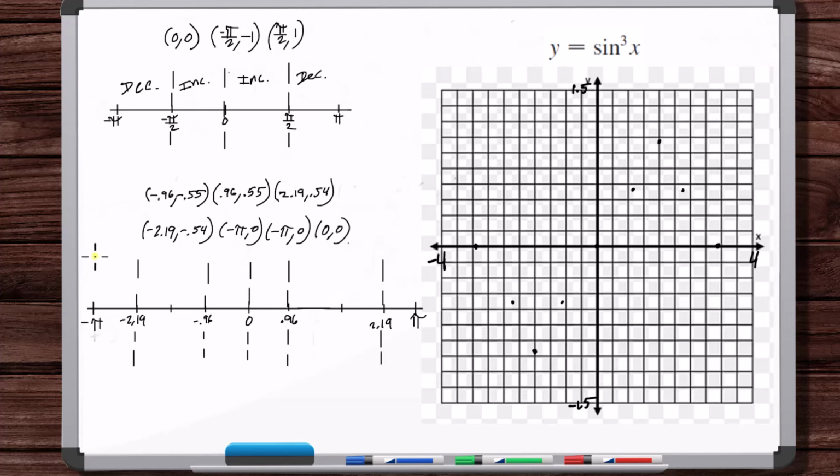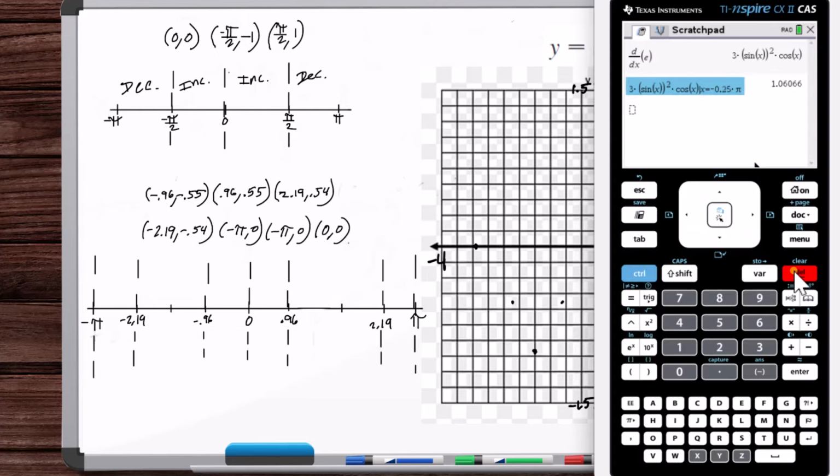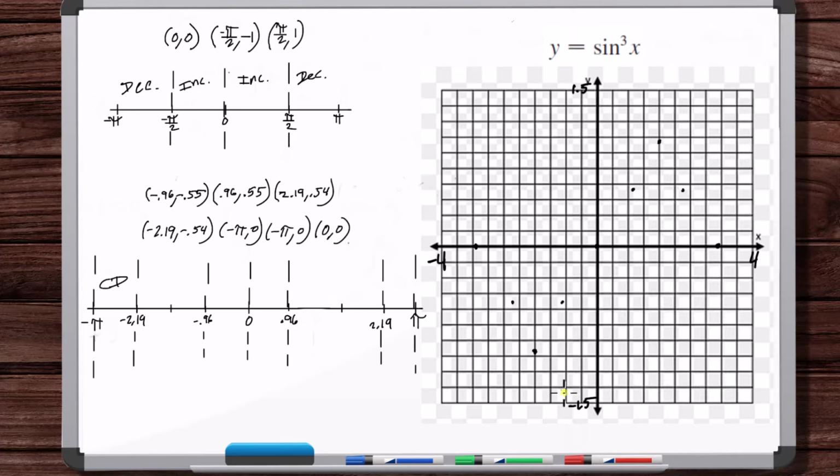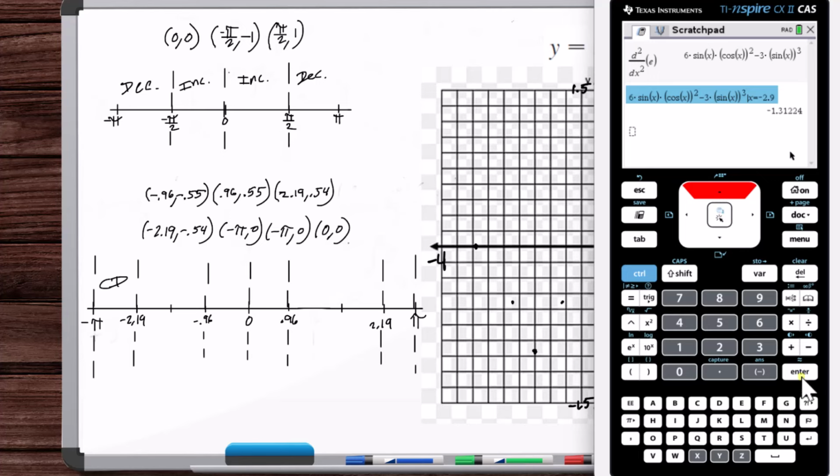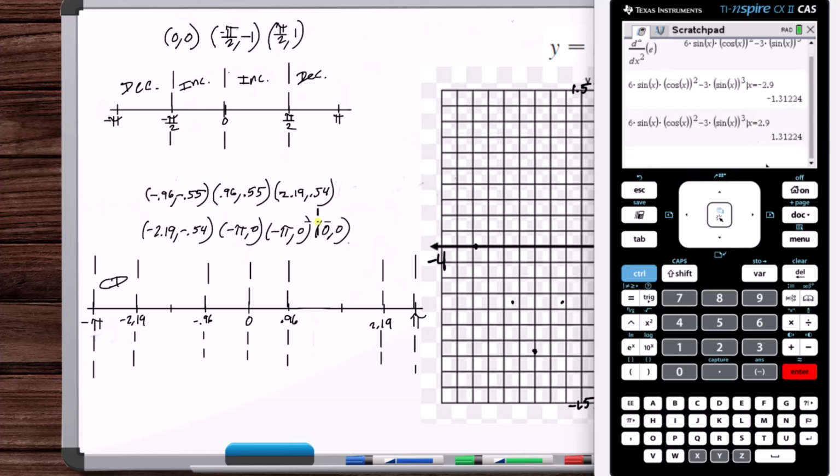Oh, and then pi and minus pi are also... 1, 2, 3, 4, 5, 6, 7. There's 4 crossover points. So let's take the second derivative with x equal to minus 2.9. All right, so concave down here. Now let's do positive 2.9. Concave up here.